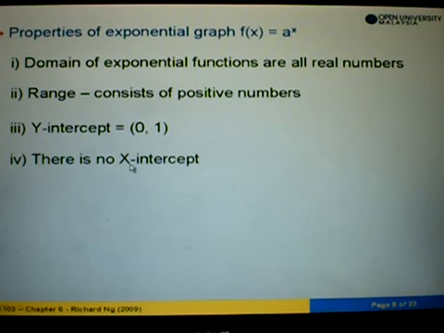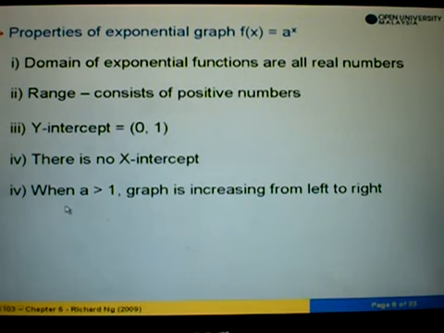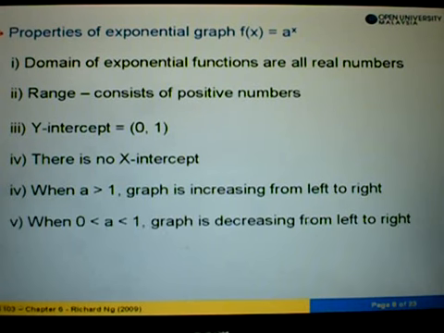Next, there is no x-intercept, meaning that any exponential graph will not intercept the x-axis. And then number 5, when a is greater than 1, the graph is increasing from left to right. And when a is between 0 and 1, the graph is decreasing from left to right, as what I've shown earlier just now.